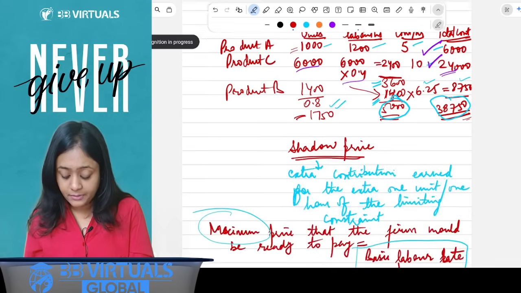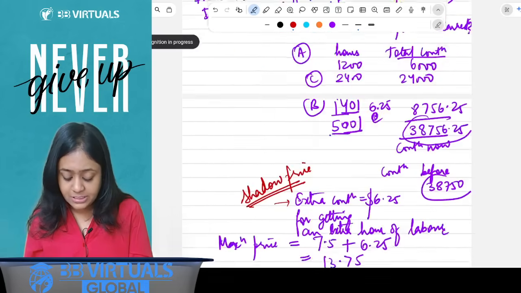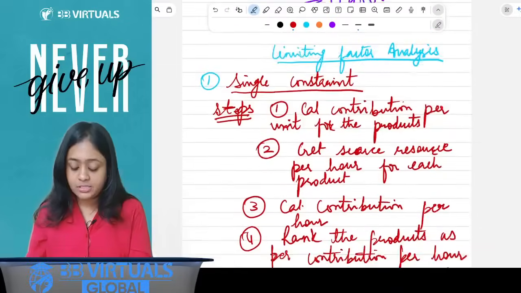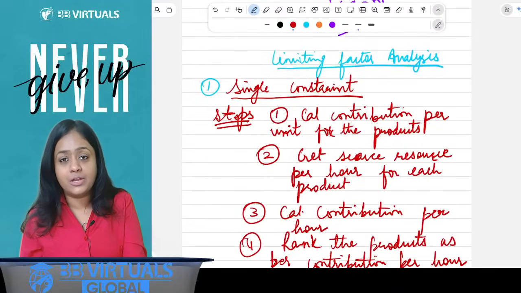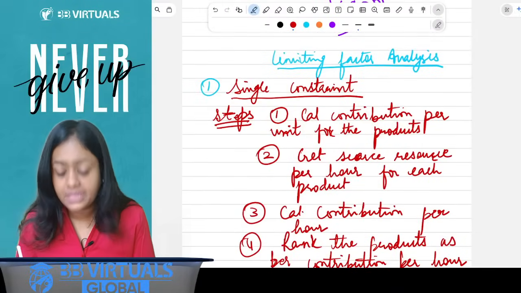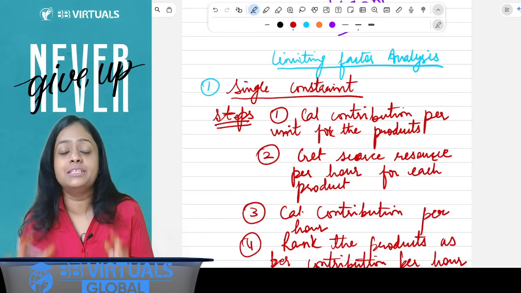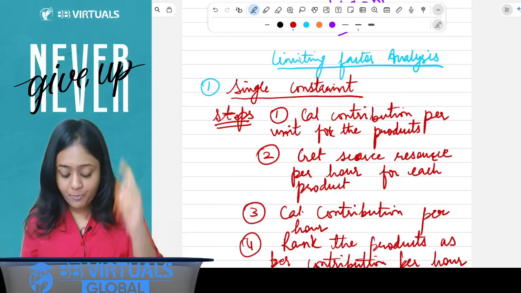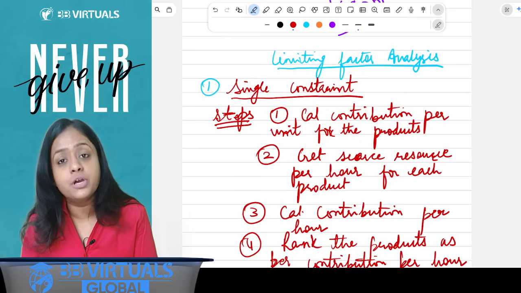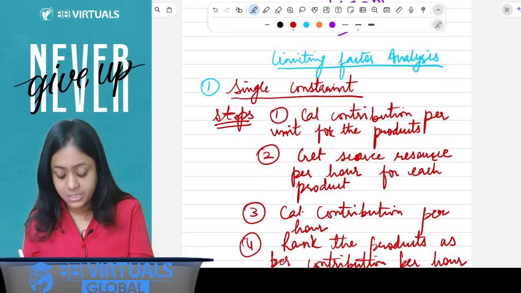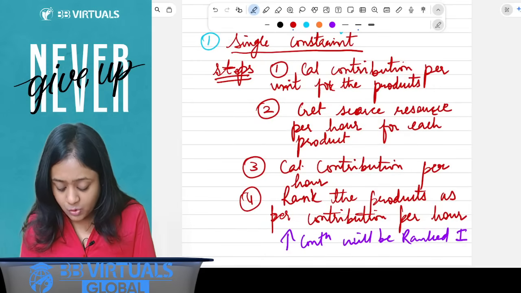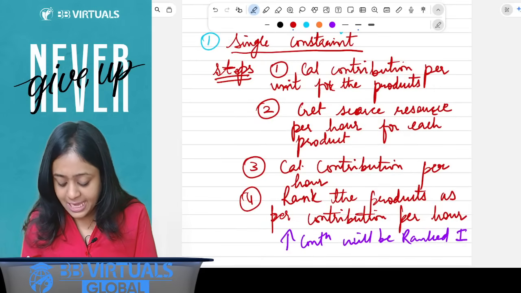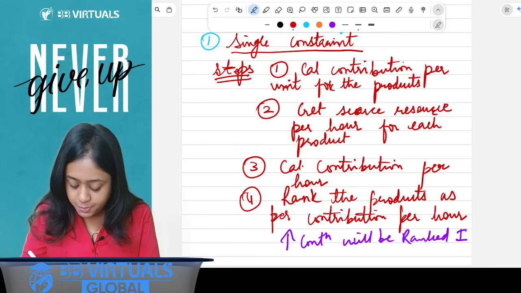Okay, now here I will first take a few concepts, then I'll come back to a concept called shadow pricing. So first let me take the summary and then I'll take up shadow pricing. Limiting factor analysis. So if I summarize, when in a single constraint, what are the steps that you should be following? Step 1, calculate the contribution per unit for the multiple products. Get the scarce resource per unit for each product.